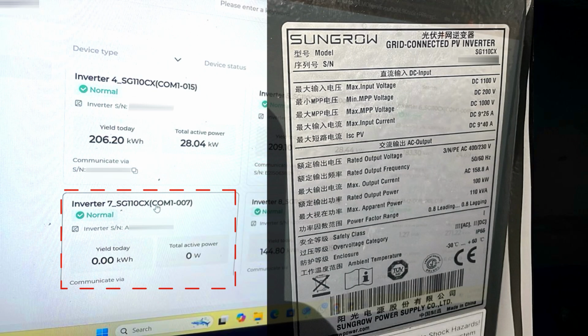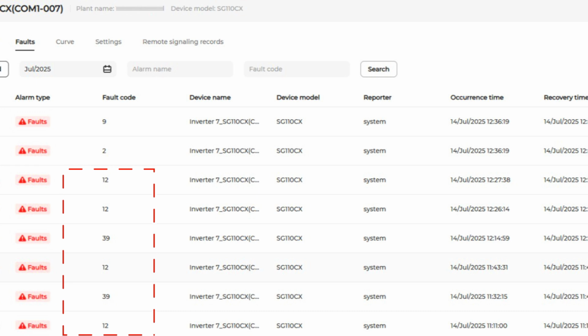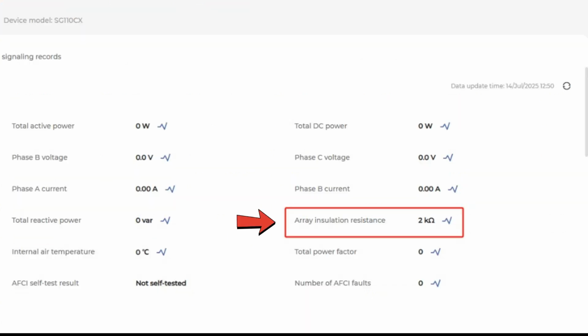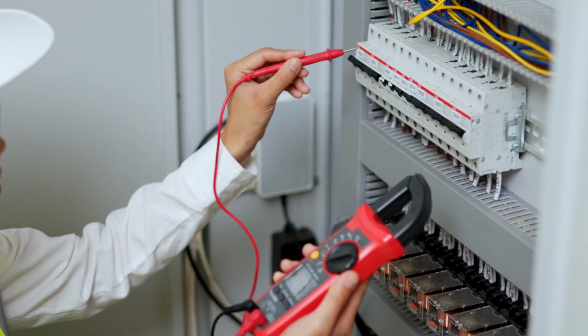Just yesterday, we received a WhatsApp message from one of our installers. They had an issue where one of their inverters was not running, and they were unsure of the cause. We logged in to iSolarCloud and reviewed the inverter's fault history. It showed a few insulation fault alarms and excessive leakage current alerts. Next, we went to the general information section and immediately noticed the array insulation resistance value was very low.